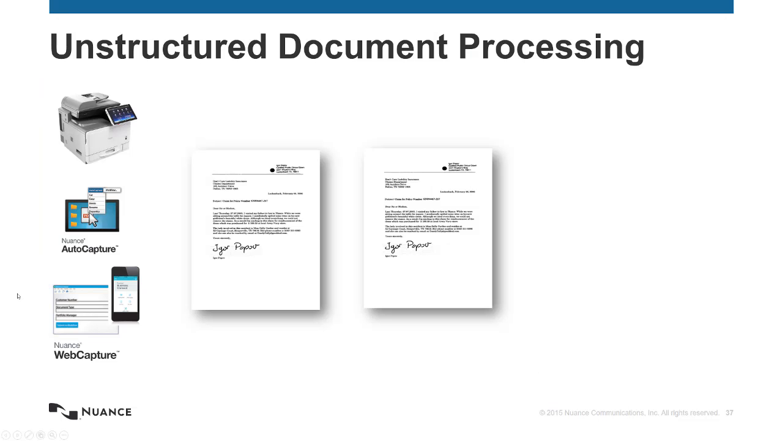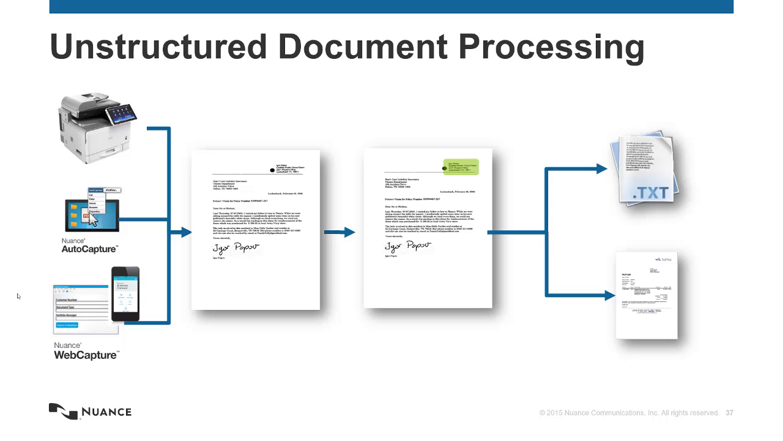So let's look now at an additional final one. Let's look at unstructured document processing. What we're doing here again is scanning documents. These are letters. We're going to identify that it's a letter, extract the address from it, and then store the document in a folder based on the sender of the document.